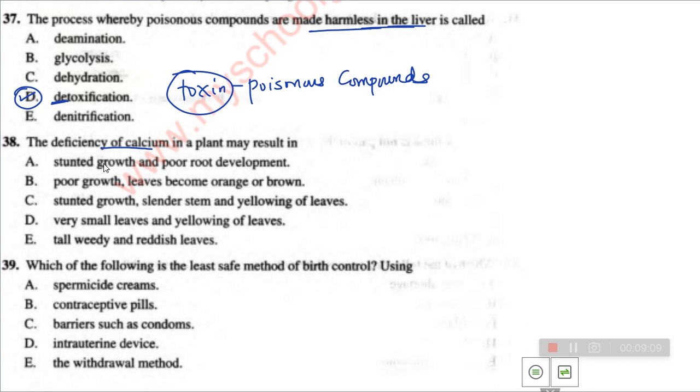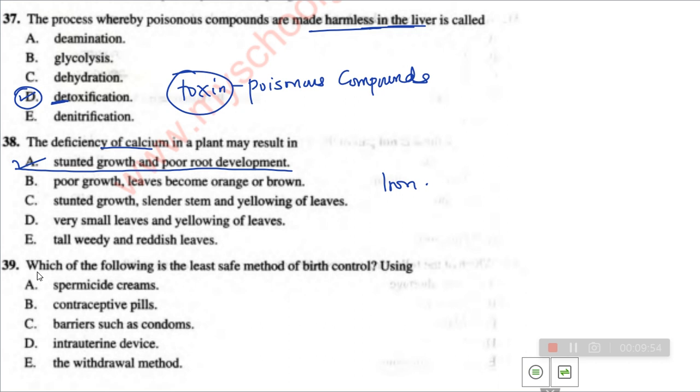So option A: stunted growth and poor development. Poor growth, leaves become orange or brown. Yellowing of leaves: whenever you see yellowing of leaves, it has to do with deficiency of iron most of the time, though potassium deficiency also causes yellowing of some leaves. Iron deficiency is not always the determining agent of yellowing of leaves at times. But in all, orange, brown, yellowing of leaves is not deficiency of calcium. The deficiency of calcium is stunted growth and poor root development. So take note of that. Let's go to the next question.